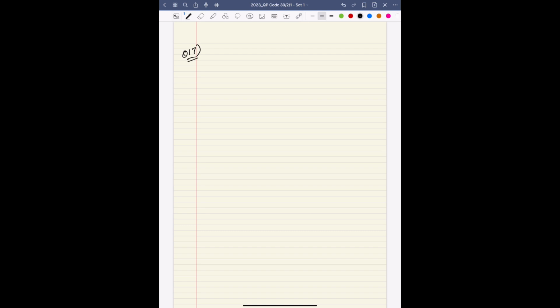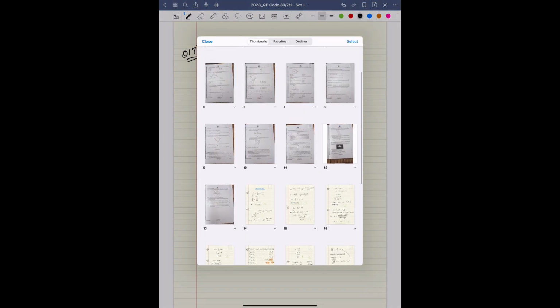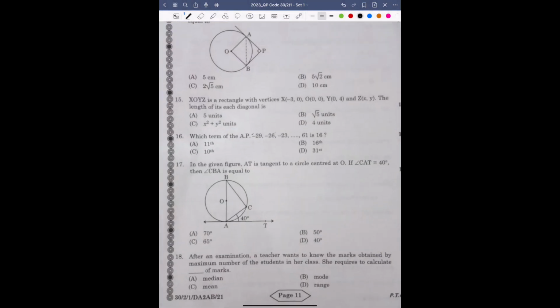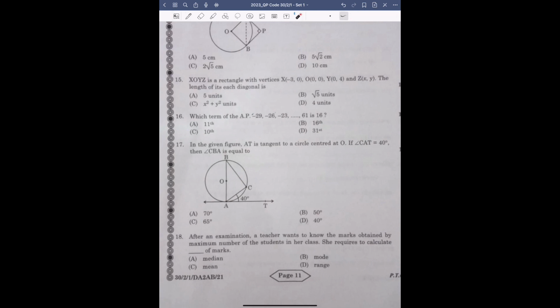Question number 17 again is from circles, and one of the theorems from class 9th will again be used, so people who would have not learned circles properly in 9th might have to face problems with these kind of questions. The question is pretty simple, provided you know one theorem. In the given figure, AT is tangent, centered at O. If CAT is 40 degrees, then CBA, they are trying to find this particular angle.